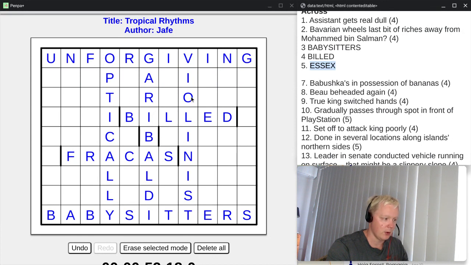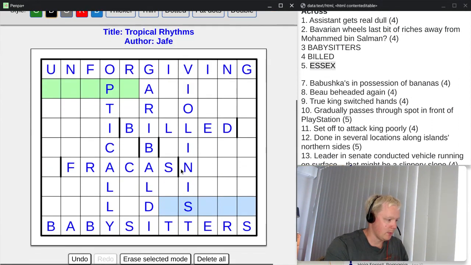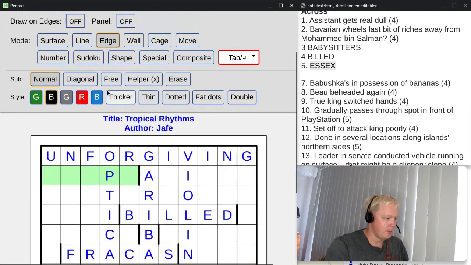It can't be T, R, or O. It can't be this I. Can't be this C. Can't be these L's. And it can't be this I. So in fact, this S is the only letter that can be shared from these down answers with this Essex. So only one place to put it, and it's there, which means that's going to be an answer as well. So add some grid lines there and not there, there, and then type in Essex.